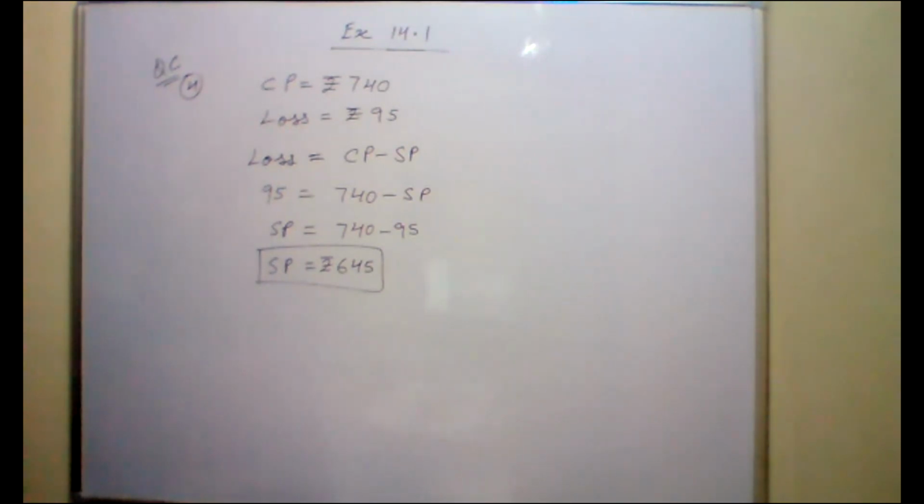Sir, the fifth question is of a cycle. He bought a cycle. Oh, so cheap. Bought a cycle for rupees 695.